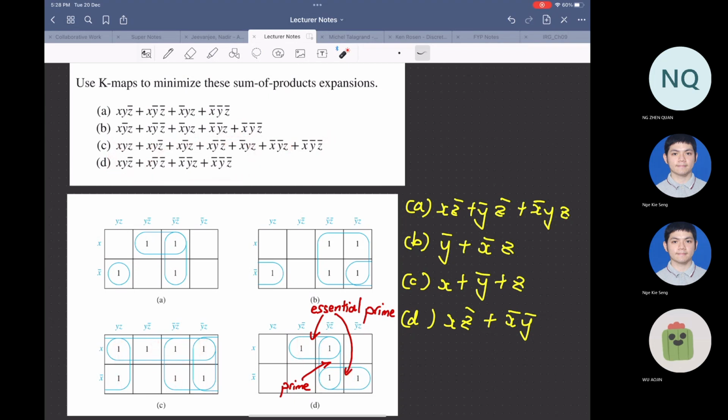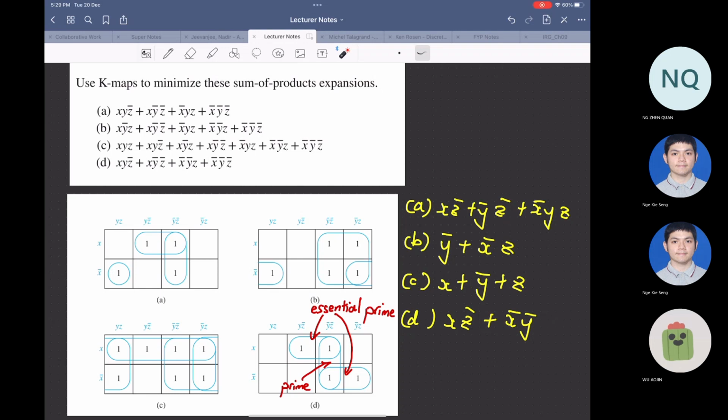Okay. And then what you do next is you draw the blocks, rectangular blocks. Okay, just to remind you that the last one and the first one is always adjacent. Okay, so you should draw another block. Draw all the blocks you have, and then based on these blocks, you minimize it.